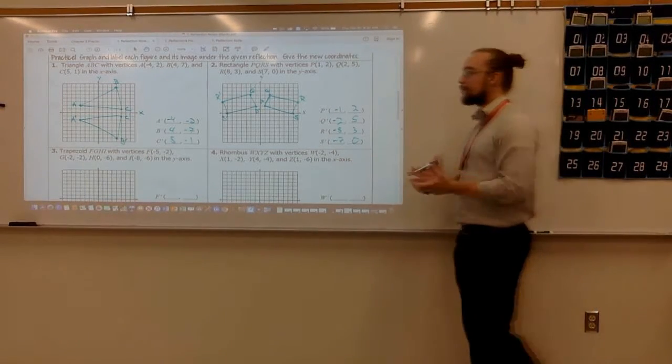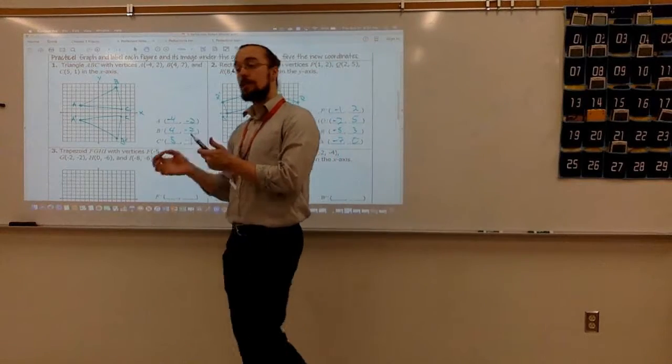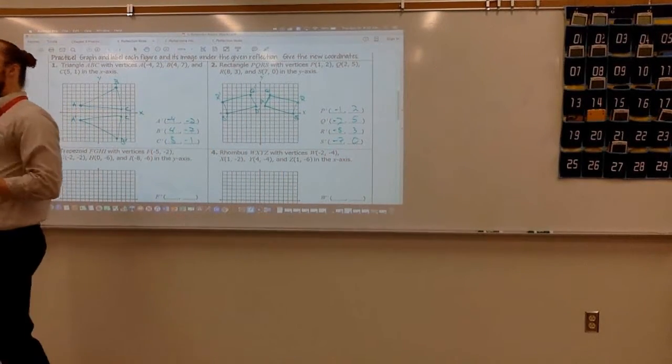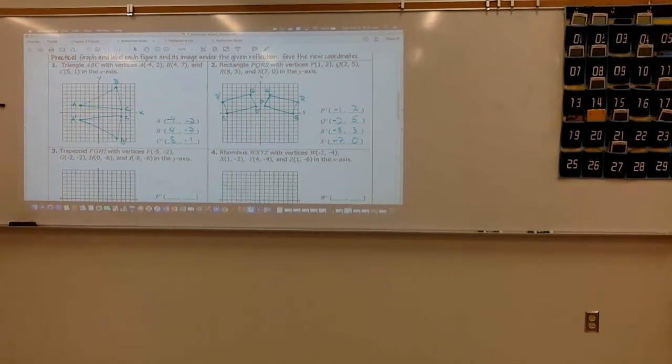Right, so for these reflections, all we're doing is taking each individual point and counting the distance it is from the line of reflection, and going that same distance on the other side. Okay? Questions?